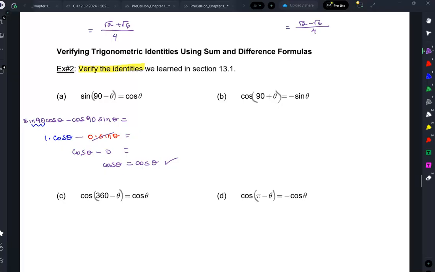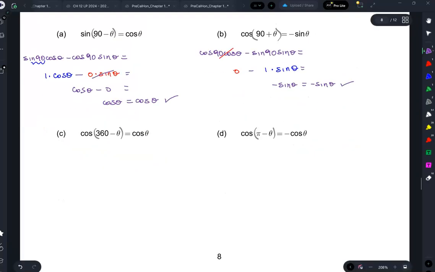So let's do this other one. Cosine of 90 plus theta. All right, so let's see. So this is cosine, cosine, minus sine, sine. What's cosine of 90? 0. So 0 minus, what's sine of 90? 1 times sine of theta. This is 0 minus sine of theta. Negative sine theta does in fact equal negative sine theta, so these are congruent to each other. Correct, because if you have 0 minus 3 times x, this is just negative 3x. Okay, so now, next one.